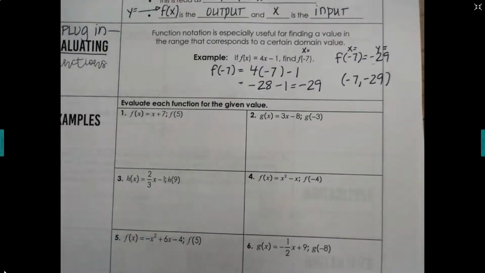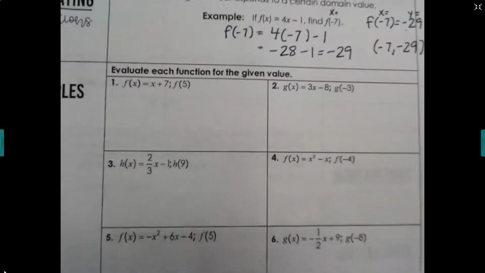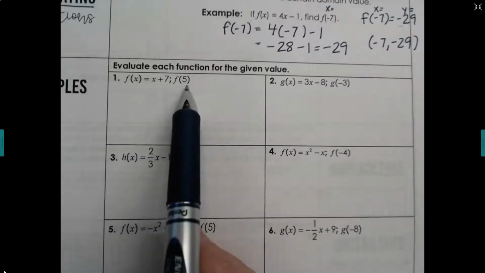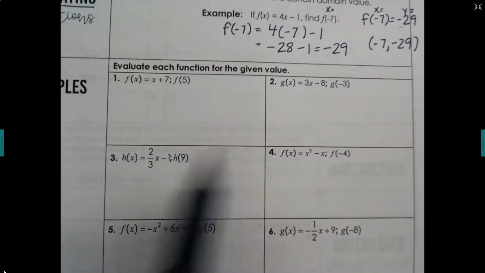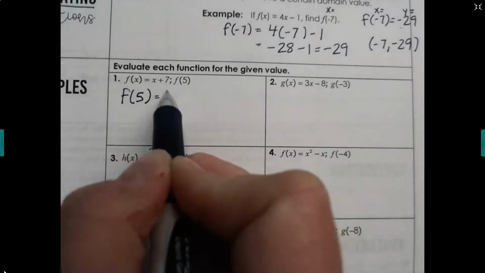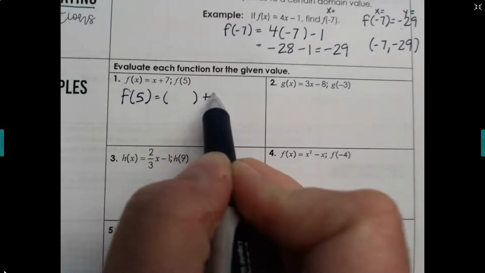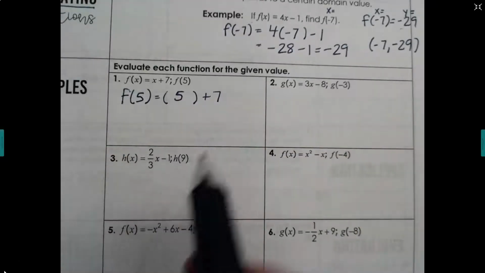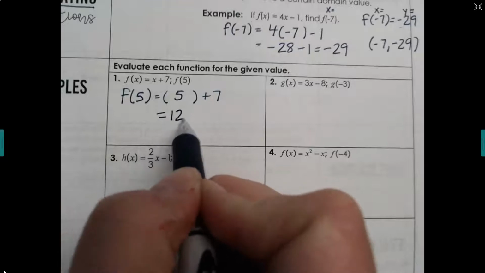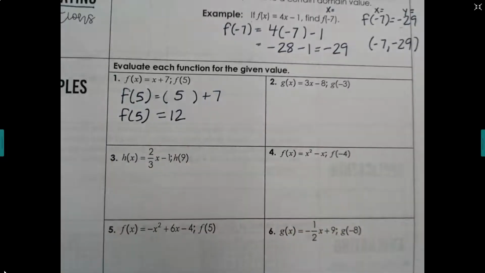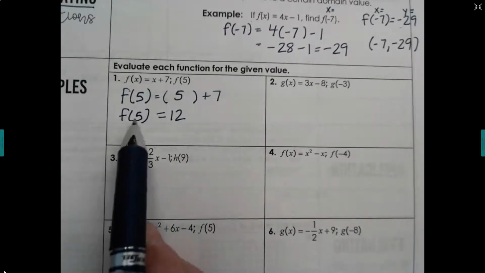Alright, let's start with the number 1 problem here. Get a little bit closer. So if f of x equals x plus 7, find f of 5 is what this is saying. So f of 5 means wherever there's an x, I'm going to plug in 5. So that's the same as saying x plus 7, and now x is 5. So 5 plus 7 is 12. So f of 5 equals 12. If you were asked to graph that, that'd be the point 5, 12.